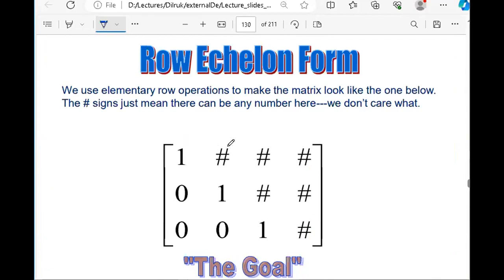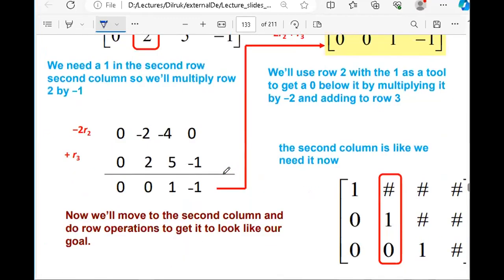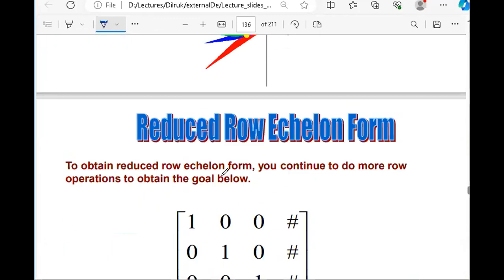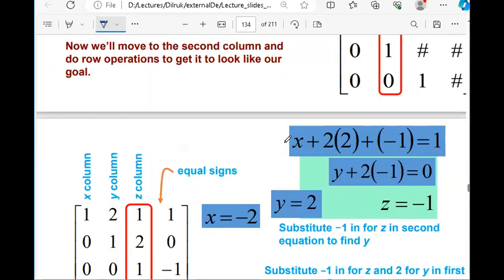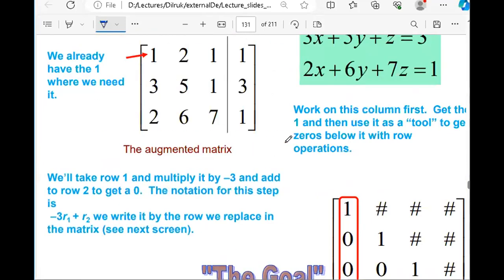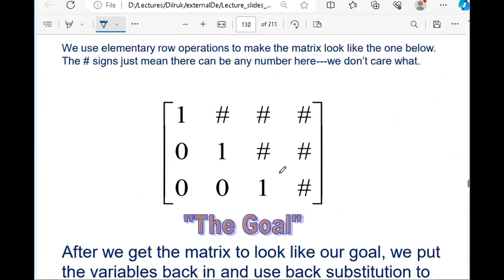Remember, this could be any number. So at least we can obtain this, and that would be fine. If you have the reduced row echelon form, you straight away don't need to do back substitution. This is the solution. But if you have echelon form, you have to do back substitution to obtain solutions. Did you understand that? Yes or no?